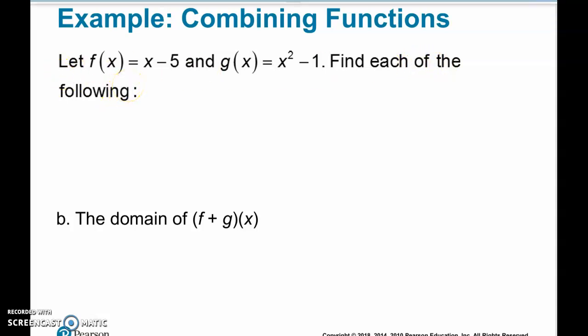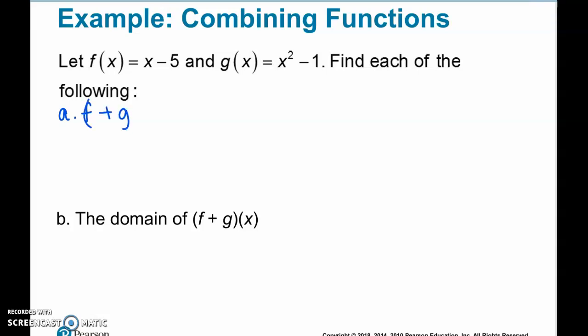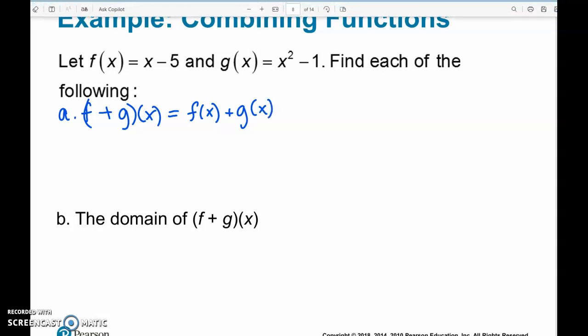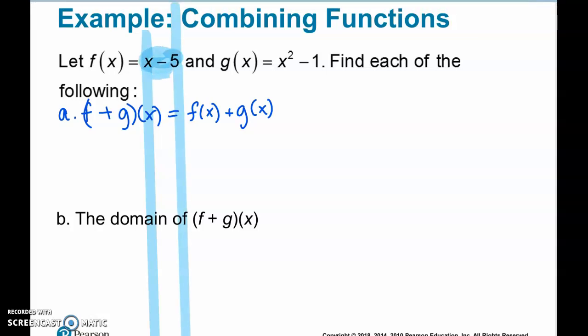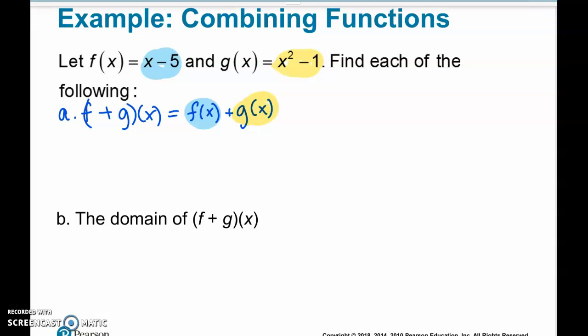So it looks like actually one part is missing here. It should say f plus g of x. So find that. So to find f plus g of x, the sum of it would mean you're going to take f of x and add g of x to it. So f of x is right here, and that's what I'm going to put in place of this. And g of x is right here, and that's what I'm going to put in place of this. So let's do that together.